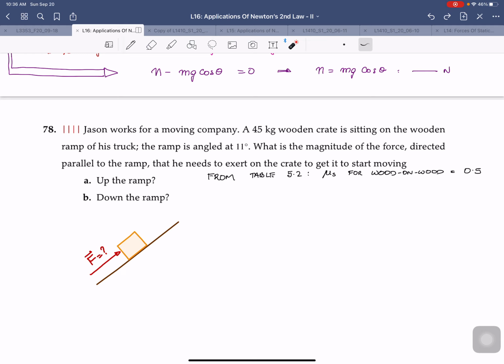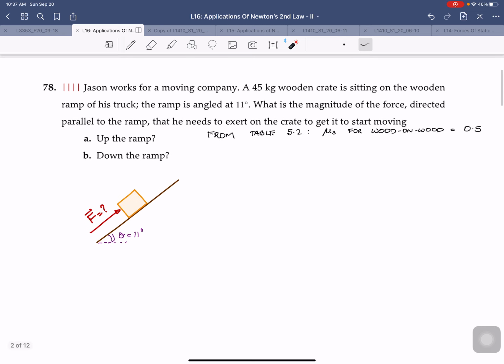So you have a ramp which is inclined at an angle of 11 degrees. That's theta, which is 11 degrees. The first part of the problem asks what force Jason needs to exert so that the crate just starts moving up the ramp. That's the scenario we're looking at.